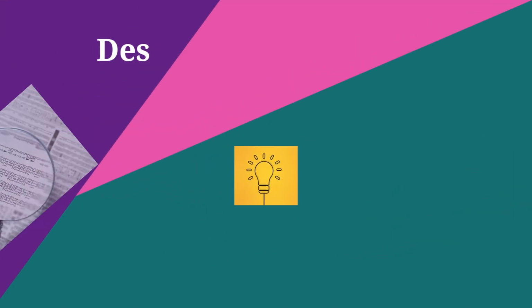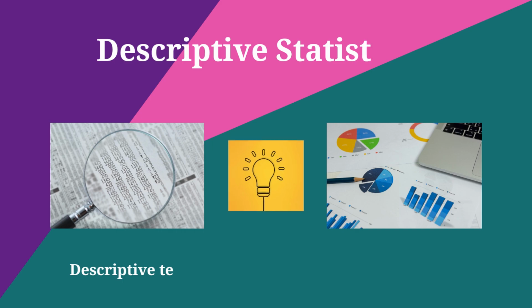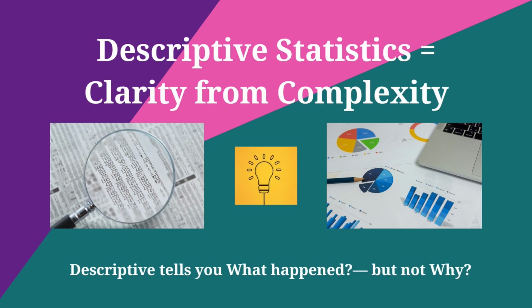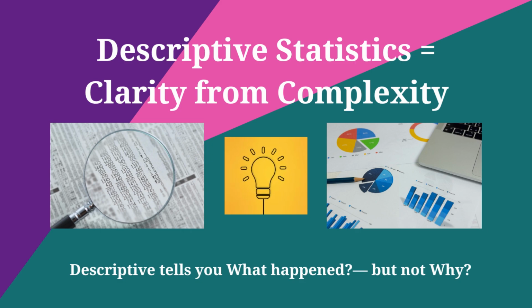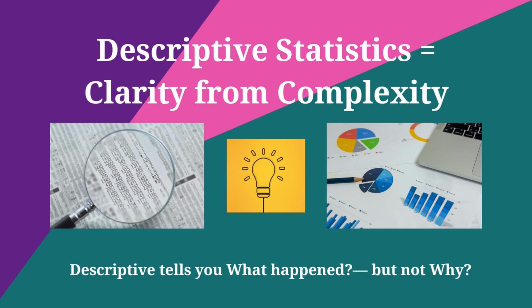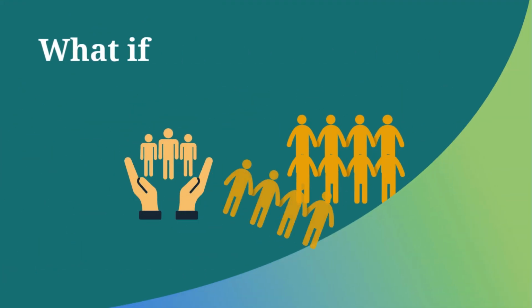Descriptive statistics gives you clarity, helping you see patterns and trends in data you already have. It is the backbone of reporting, forming the basis for dashboards, performance reviews, and annual summaries. But while descriptive statistics shows you what happened, it doesn't explain why it happened or what could happen next.